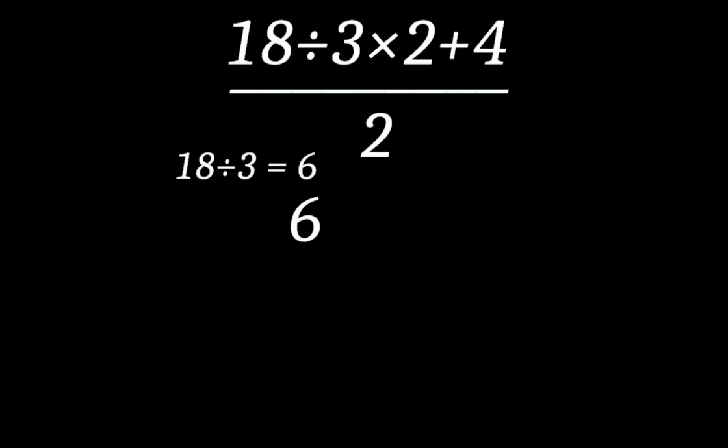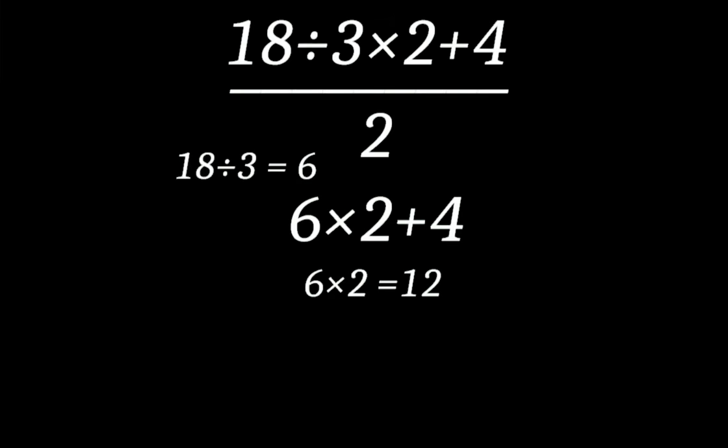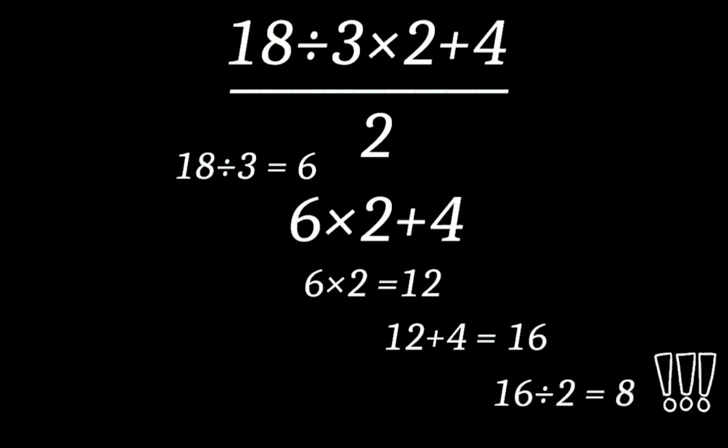Now we have 6 times 2 plus 4. Continuing left to right, 6 times 2 is 12. Then we add 12 plus 4 equals 16. The numerator equals 16. Now we divide the numerator by the denominator. 16 divided by 2 gives 8. So the correct answer is 8.